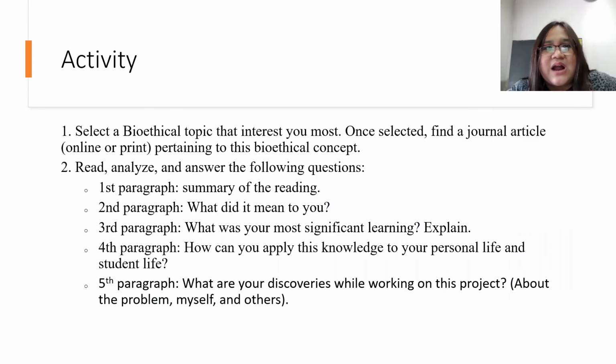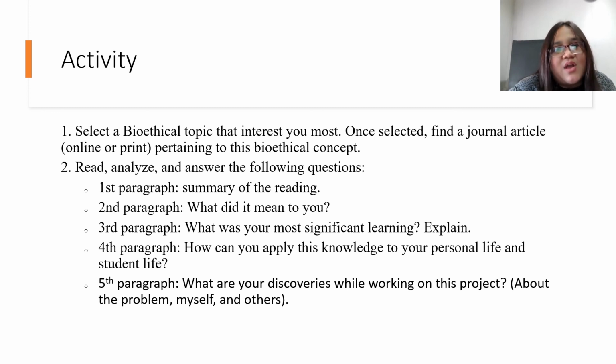And now for our activity. Select a bioethical topic that interests you most. Once selected, find a journal article, whether online or print, pertaining to this bioethical concept. Read, analyze, and answer the following questions. First paragraph, the summary of the reading. Second paragraph, what did the bioethical topic mean to you?